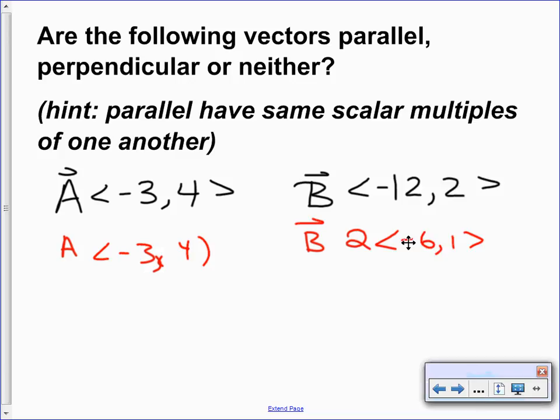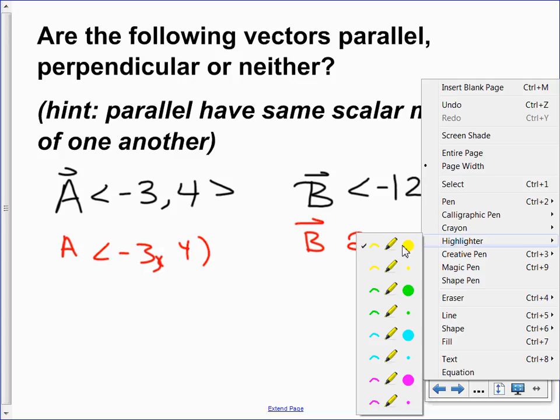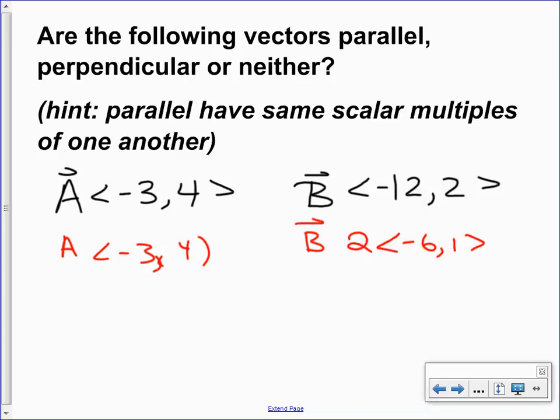Highlighter, highlighter. Oh, no, that didn't work. Silly smart board, not so smart. If this and this are the same, then they would be parallel. But since they're not the same, they're definitely not parallel. Because they're not the same. They would have the same components, take away any scalars.